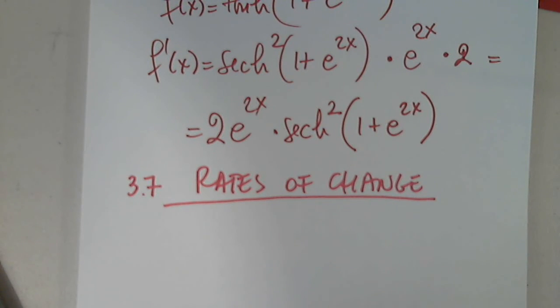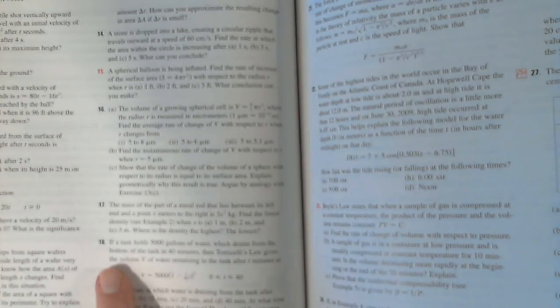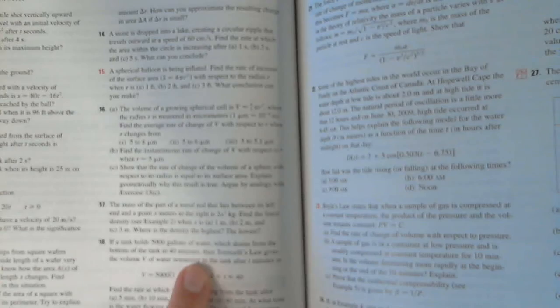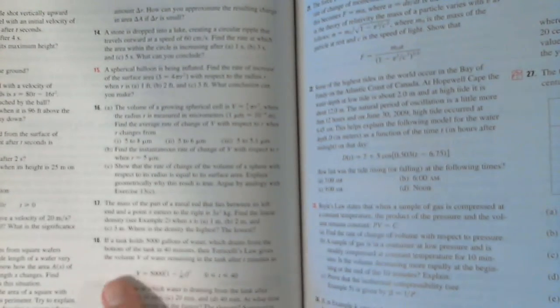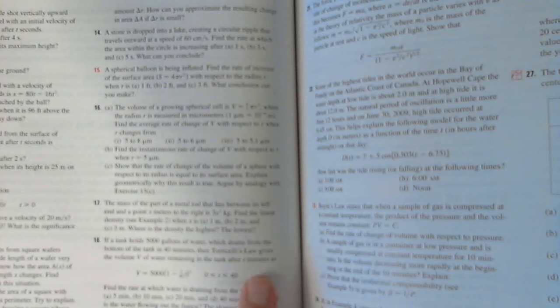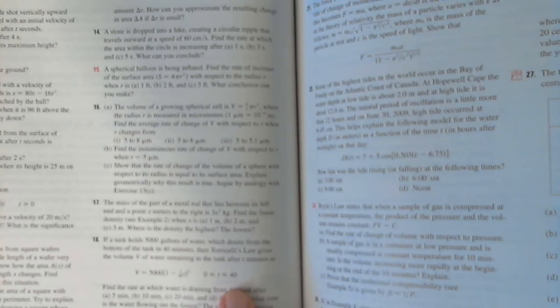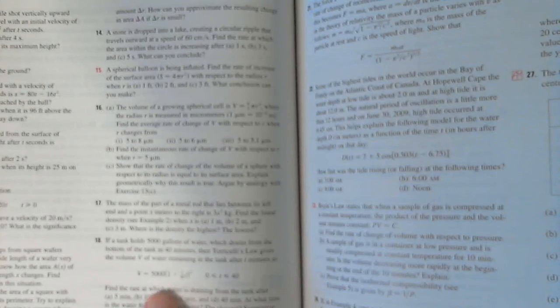So the first thing that I would like to look at is a problem on something called Torricelli's law. So I'm going to show you the problem, and we'll read it together. If a tank holds 5,000 gallons of water, which drains from the bottom of the tank in 40 minutes, then Torricelli's law gives the volume V of water remaining in the tank after t minutes between 0 and 40. And this is the function. I'm going to copy the function.